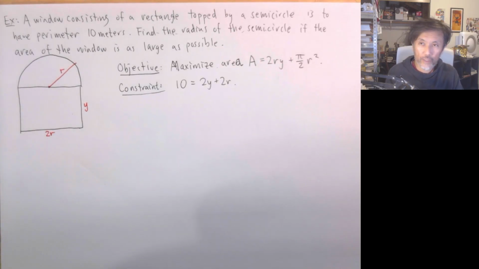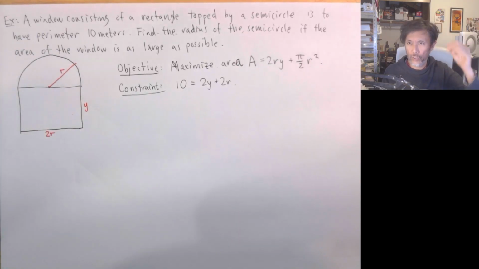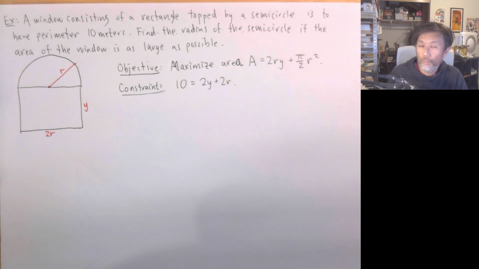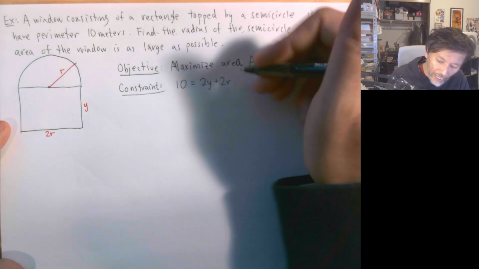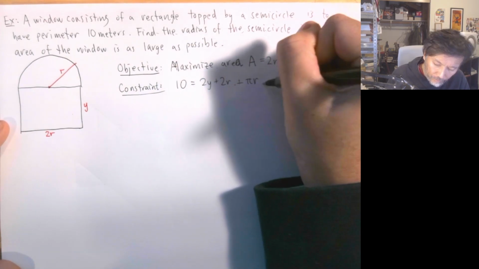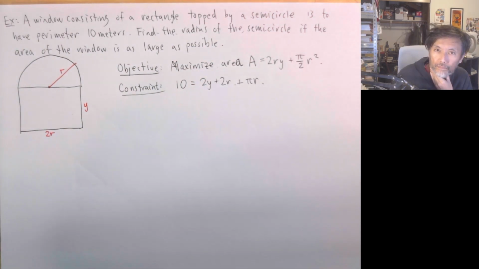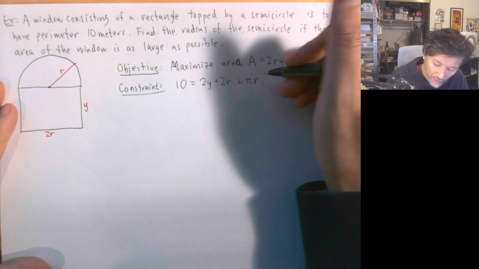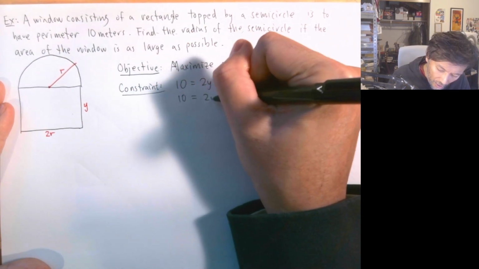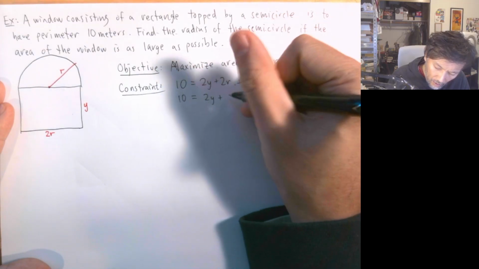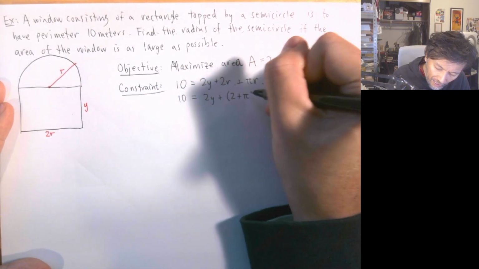The circumference of the full circle, which is another way of saying the perimeter of the full circle, is 2 pi r. You learn that in high school. You might not know why. You'll learn that later in life. But then we only want half of that because it's a semicircle. So that's pi r. Cool. Now, another way of writing this is 10 is equal to 2y plus 2r plus pi r.